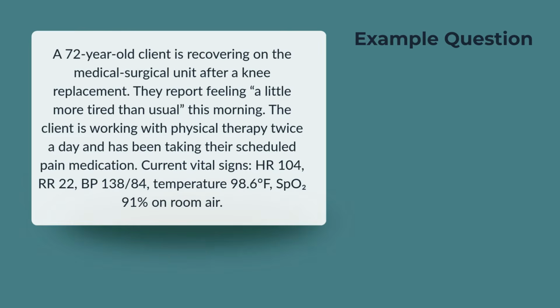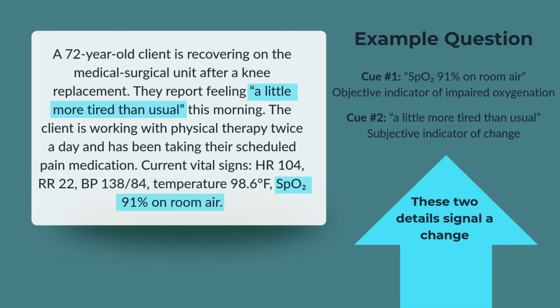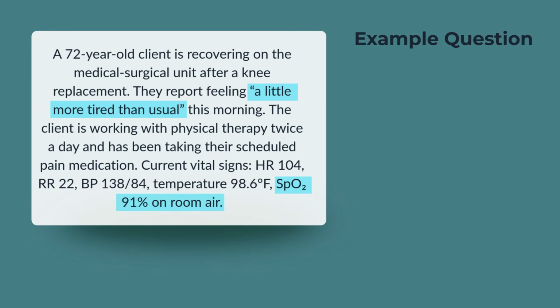Here's our example. Take a moment to look at everything the stem gives you: the client's age, their recovery status, the physical therapy schedule, the pain medication, and even a set of mostly normal vital signs. Most of that is background information. What actually stands out is the oxygen saturation of 91% on room air and the client reporting that they feel more tired than usual. Those two details signal a change in the client's status. That's your cue, the detail that tells you something may be shifting clinically.